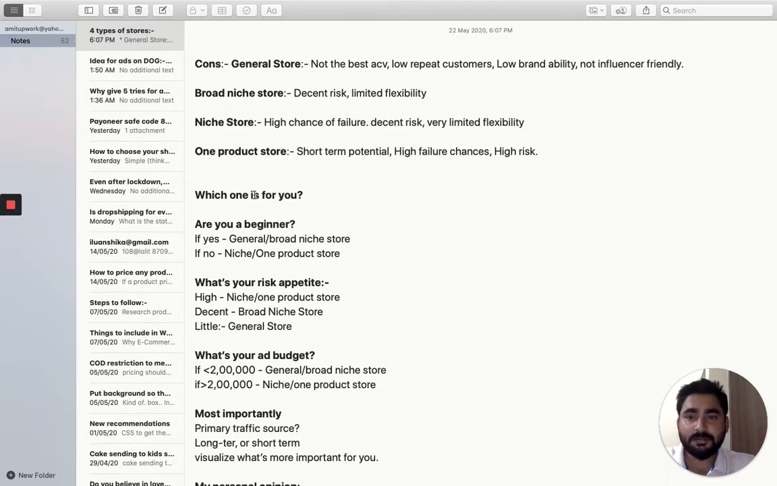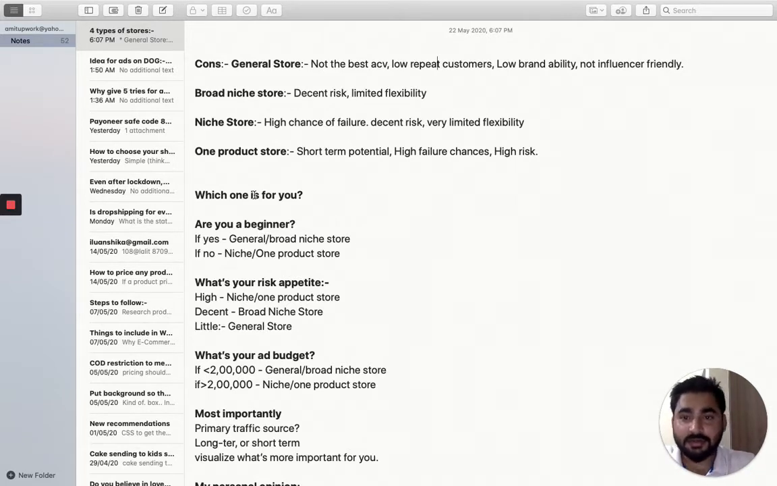There are chances of failures here and there in brand niche stores. Particular niche and targeted niche products have a high chance of failure and a decent risk with very limited flexibility. Suppose you are dealing in dog supplies, and after running a lot of ads and spending a lot of money, you are not finding customers who will purchase your product. So there is a high chance of failure. You can't add different types of products under your store, so it is a decent risk with very limited flexibility, because if you are dealing in dog supplies, then you can't sell cat products.